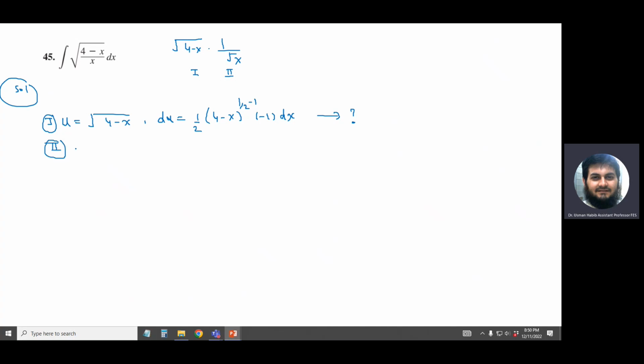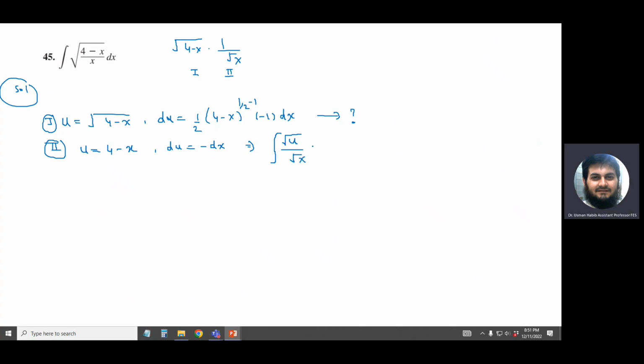The second thing that comes to our mind is, okay, let's forget about the root, and we just put u equals 4 minus x, because now things will become simpler. du will result only in minus dx. That's good. Now the integral will look something like this: 4 minus x is u, so that will be just the root of u over the root of x.